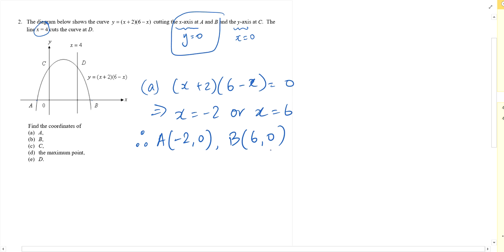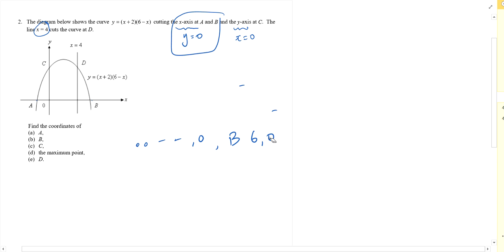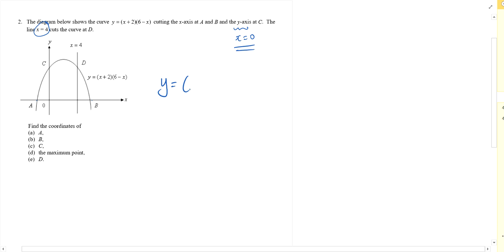Now part B, part C, we now need to find the coordinates of point C. So we said earlier on that we have x equal to 0. So substitute this inside. We get y equals (0 + 2)(6 - 0), resulting in 12. So for C, we have (0, 12). Okay, so this is 12. This over here is negative 2.